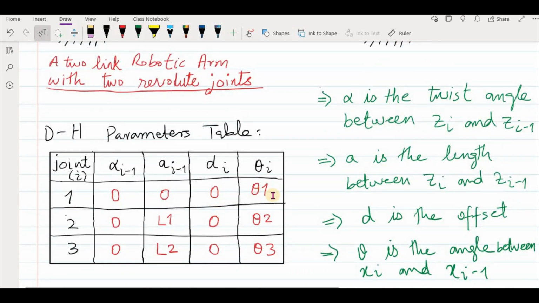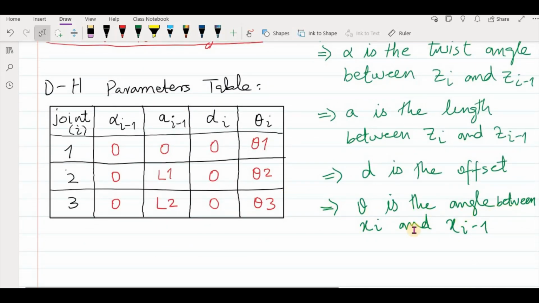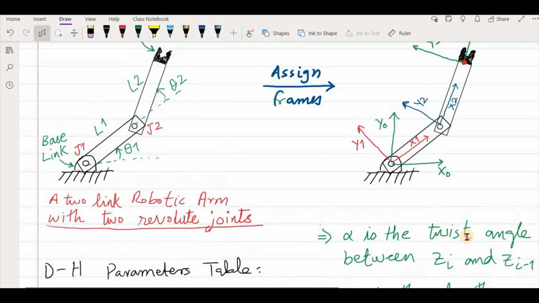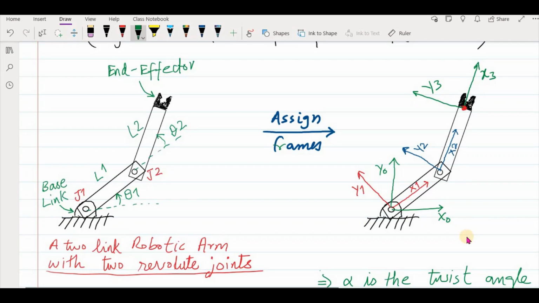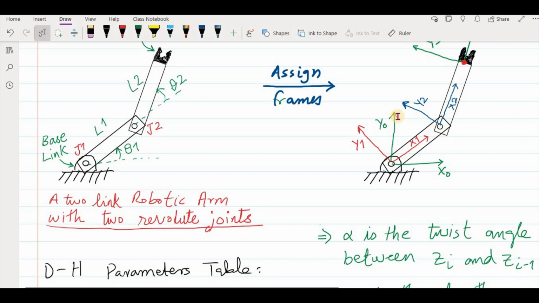Now let's talk about the fourth DH parameter, which is theta. So what is theta? Theta is the angle between xi and xi minus 1. In this case, x1 and x0. The angle between them is theta 1. Okay, so we put the value theta 1 here. So now we have found the DH parameters of your frame 1 or joint 1 with respect to the previous frame, and now we move toward joint 2 or frame 2.